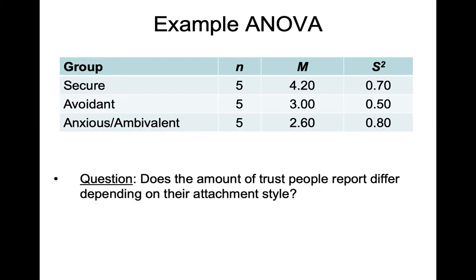Okay, so if these are the data, the question is, does the amount of trust people report differ depending on their attachment style? Kind of looks like it, doesn't it? With this mean of 4.2, but we're going to say, hey, are these means different from one another? That's what our analysis of variance will allow us to do.